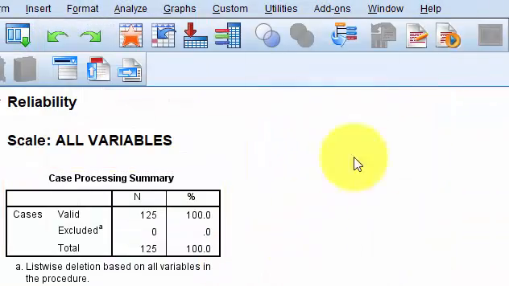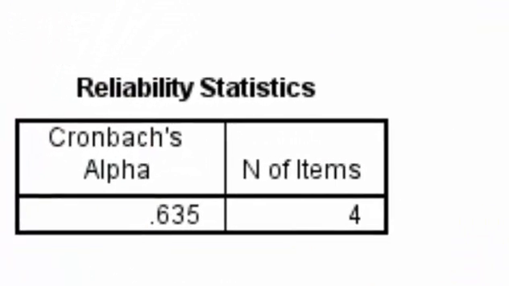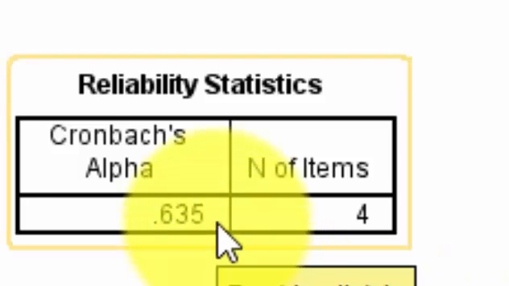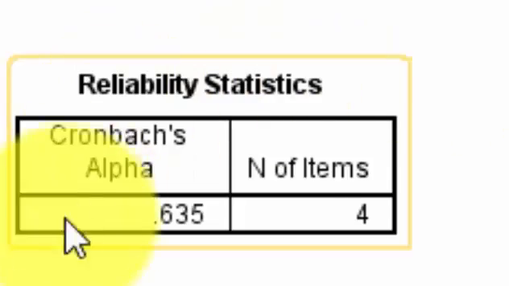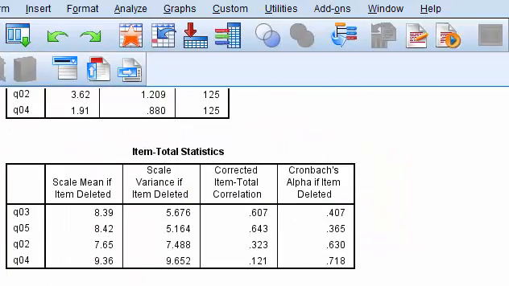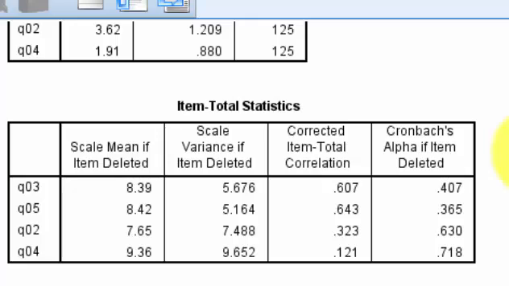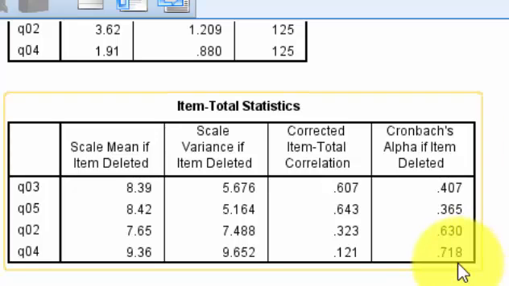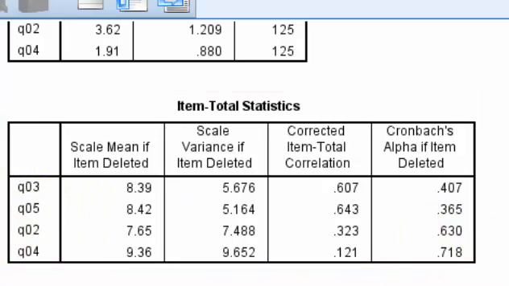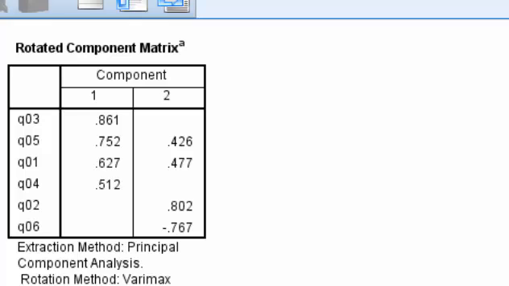And we do it. So we're going to look at our Cronbach's alpha. There it is right there. It's kind of low, 0.635. You got to know that the cutoff for Cronbach's alpha is 0.7. So if it's not quite up to 0.7, scroll down to the item total statistics box. This last column here, very important, tells you what your Cronbach's alpha would be if you deleted an item. So here's one. If you got rid of question 4, your Cronbach's alpha would jump up to 0.718. So that's probably what I would suggest, is get rid of question 4, because if you remember, question 4 was the weakest one of this new factor.